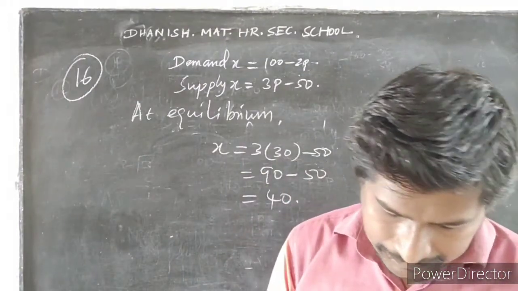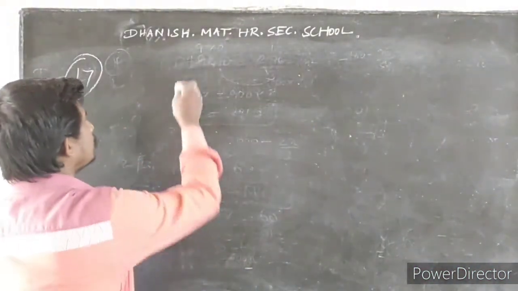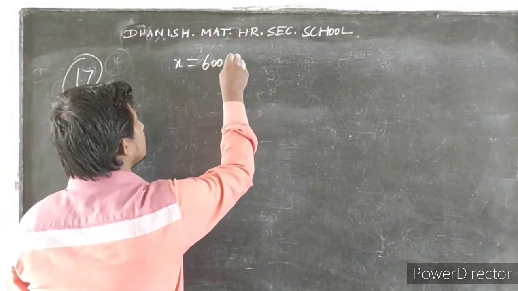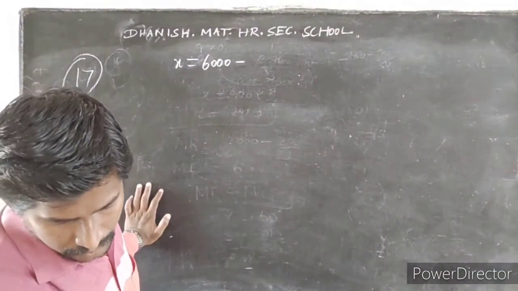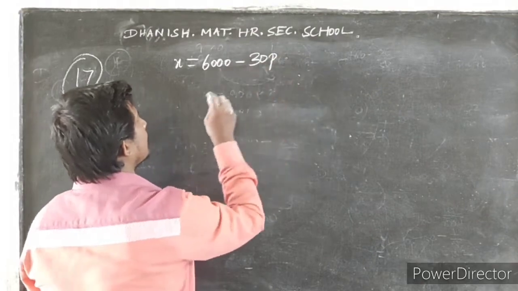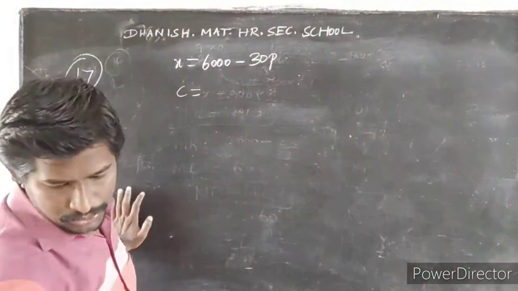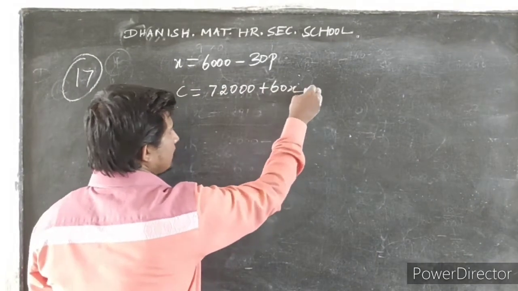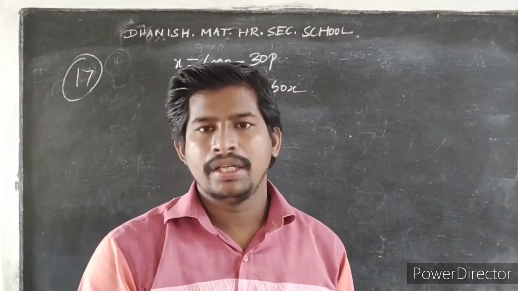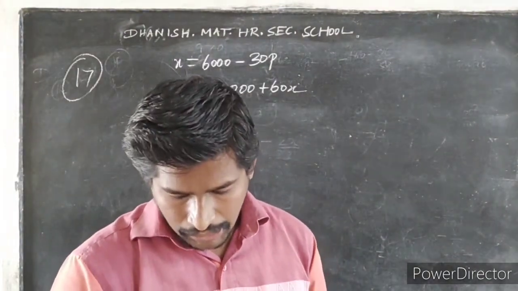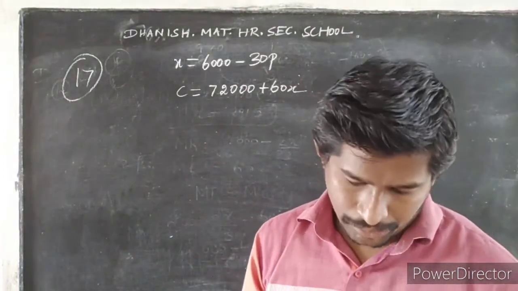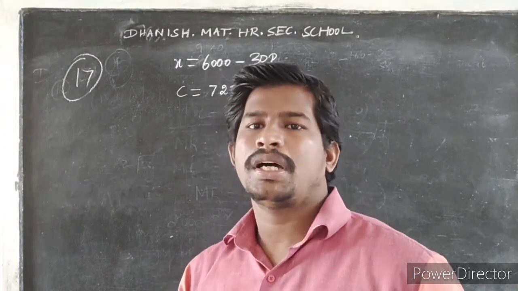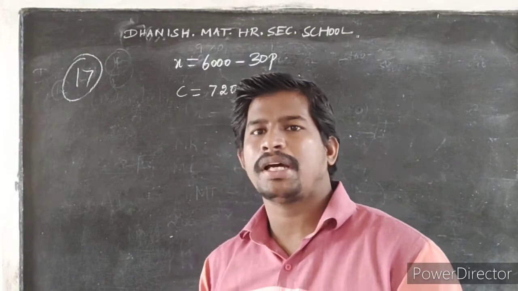Now look at the 17th sum. Given x equal to 6000 minus 30p. Then our cost equal to 72,000 plus 60x. Here we are going to find the level of output and price at which the profit is maximum. As we know, the profit is maximum when marginal cost equal to marginal revenue.